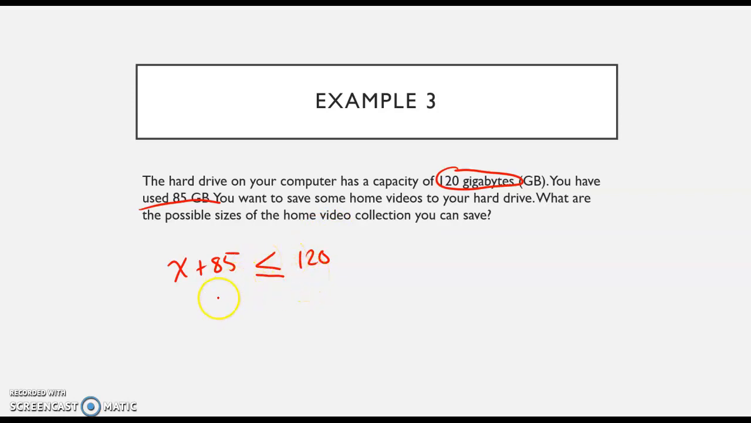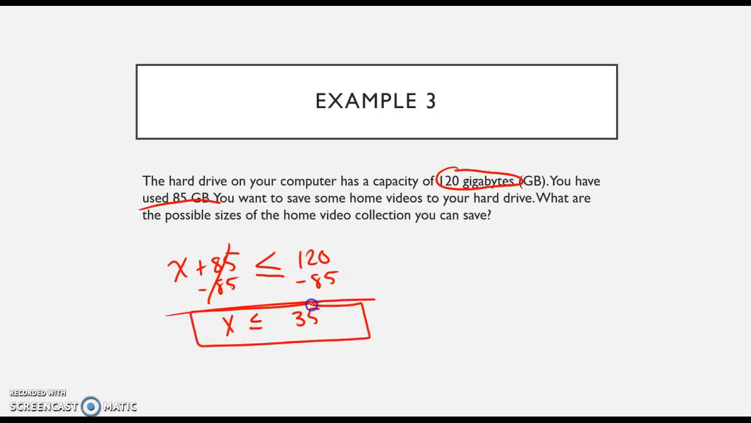So that's where we are. That's our capacity. From here, we're going to solve. So I'm going to subtract 85 from both sides. So then x is going to be less than or equal to 35. And then that means that my home videos can be, and those are gigabytes, anything less than 35 gigabytes. So that could be from like 1 gigabyte to 35 gigabytes. All of those are possible answers.